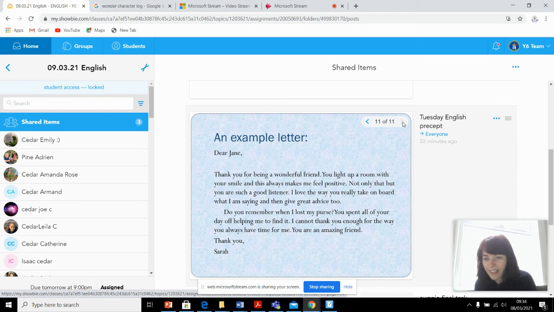So, the final task of the day is to write a thank you letter to one of your friends, thanking them for the ways that they are being kind. Because kindness is the theme of this lesson, as well as understanding what a precept is and why precepts are so important in our book.